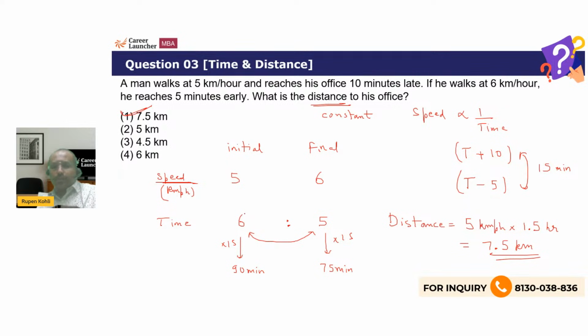You could have also done 6 kmph into 75 minutes, which is 1.25 hours. 6 into 1.25 is also 7.5. Right? That is the whole premise based on which you found this time, that the distance is constant. Classic question of TSD. Everybody should know this. Day one question of TSD.